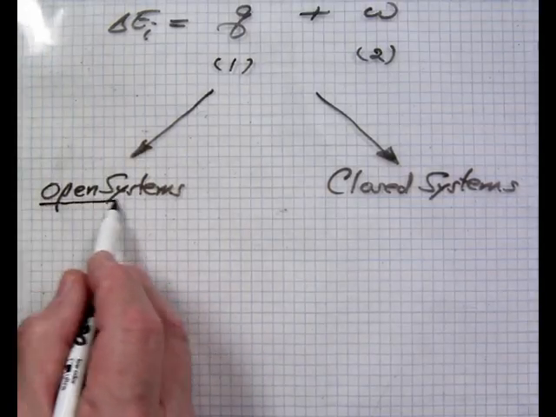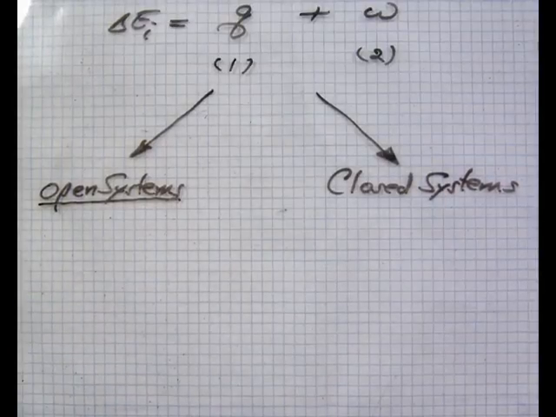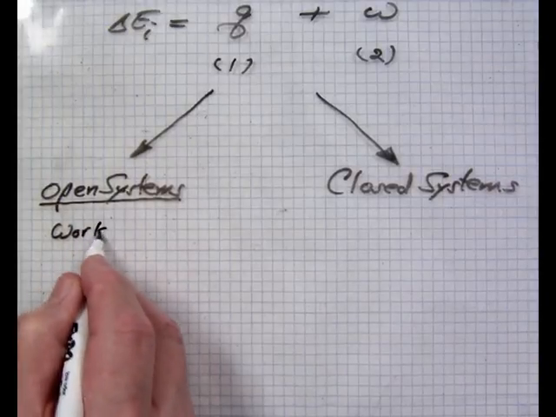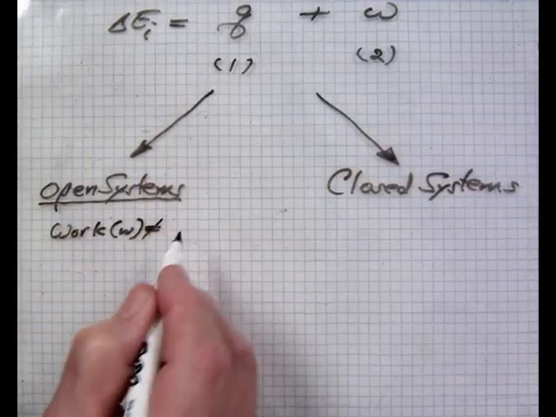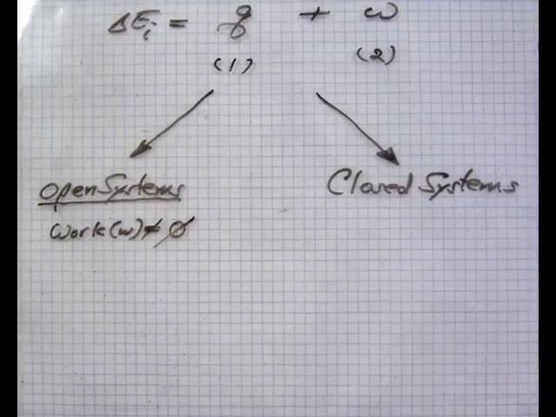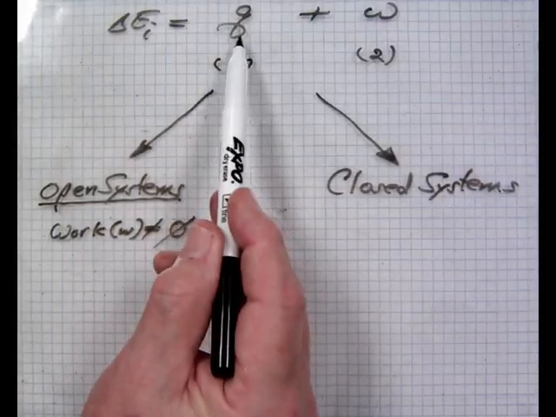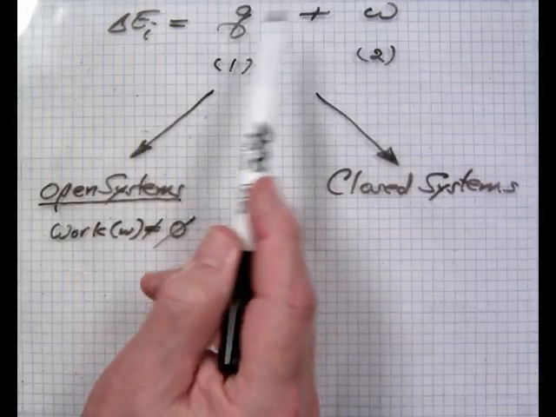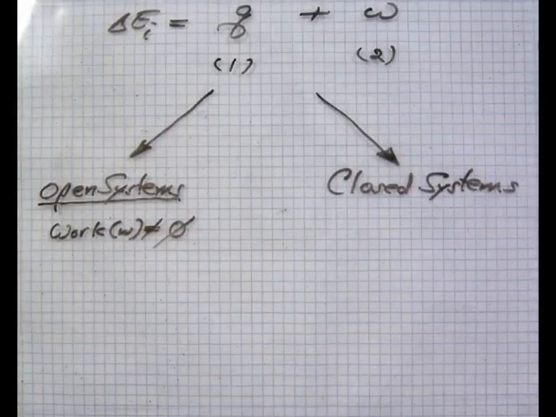Open system thermodynamics occurs if work does not equal zero. That's the simplest definition I can give you. Work does not equal zero, meaning that both the heat of reaction and the work of that reaction have to be taken into account. Calculate numbers, plug them into Q and W, add them together algebraically, and you get a number that's the change in internal energy.